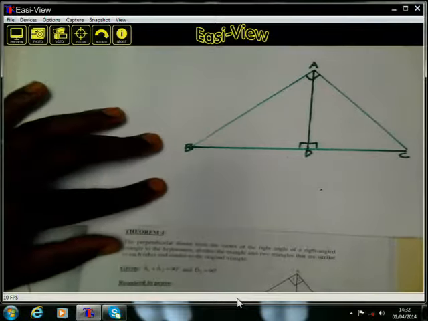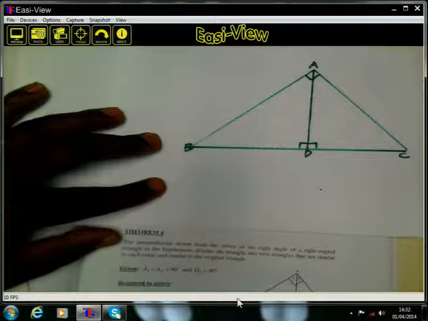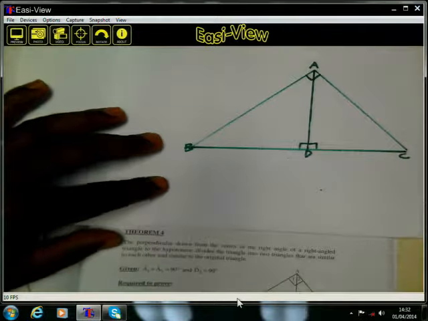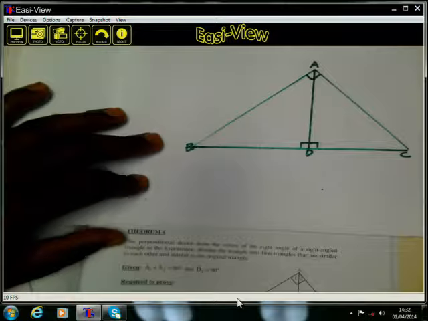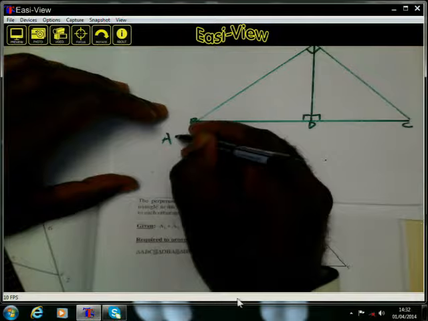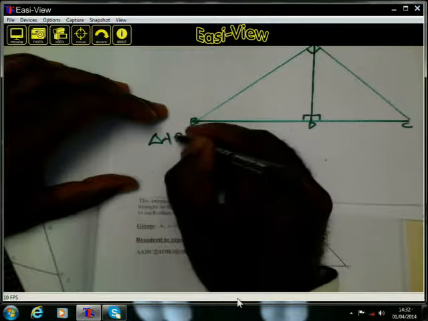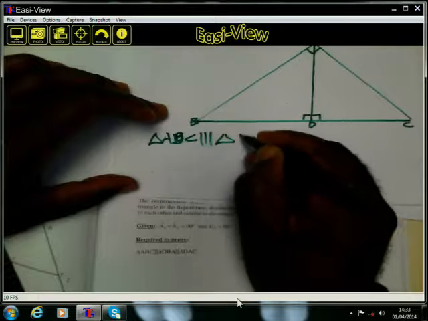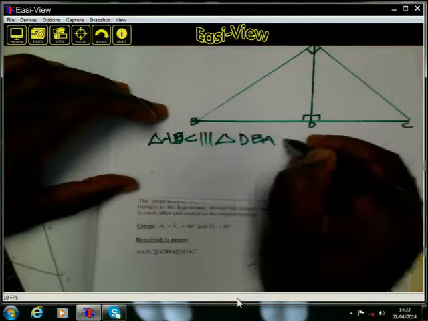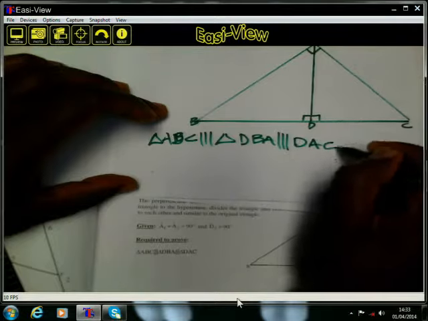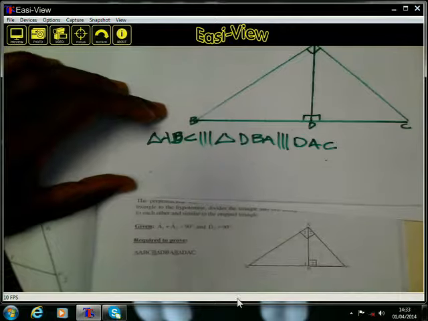Right. The information given to us: we are already given the magnitude of these angles. Fine. What is it that we are requested to prove? We are requested to prove that triangle ABC is similar to triangle DBA, and that is also similar to triangle DAC. That is what is requested of us.